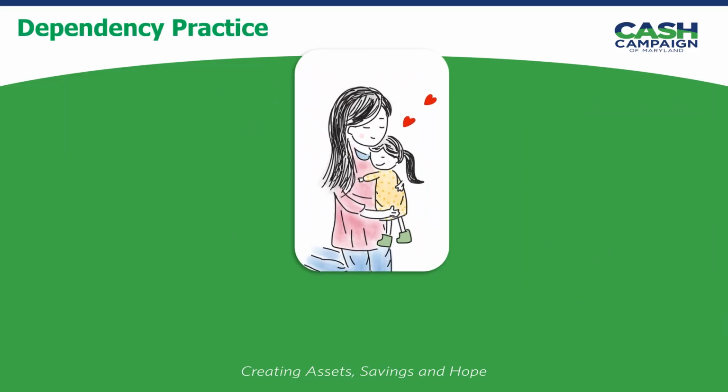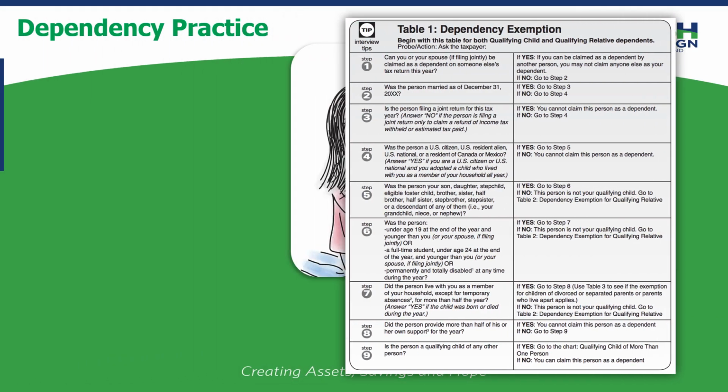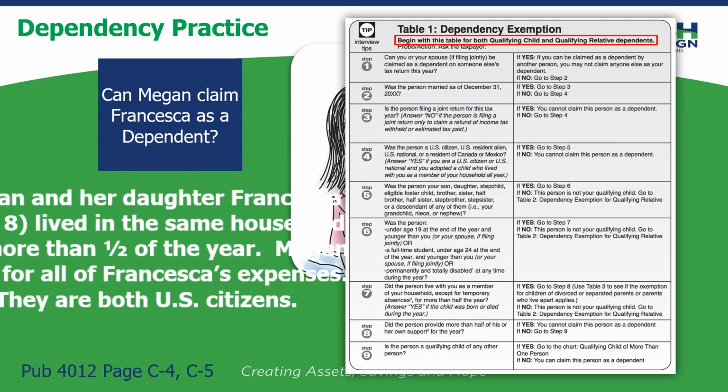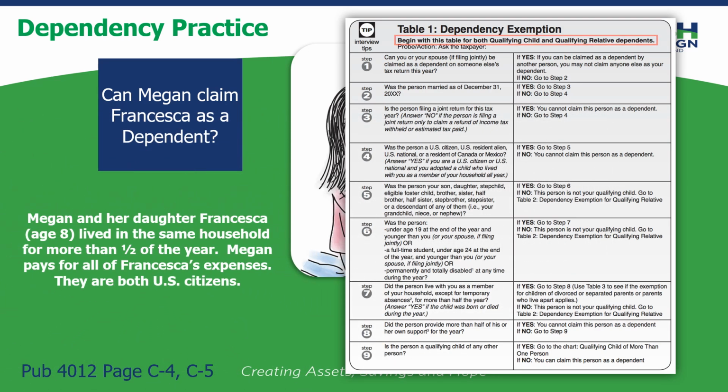Now, let's practice determining dependency. We will refer to Tab C in Publication 4012 to determine dependency. You'll always begin with Table 1, all dependents. Megan and her daughter Francesca, age 8, lived in the same household for more than half the year. Megan pays for all of Francesca's expenses. They are both U.S. citizens. Let's start with step 1.